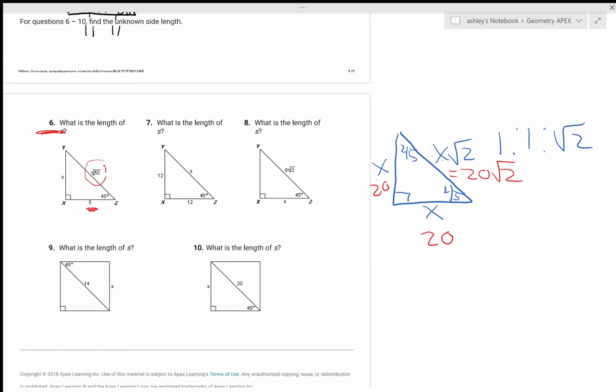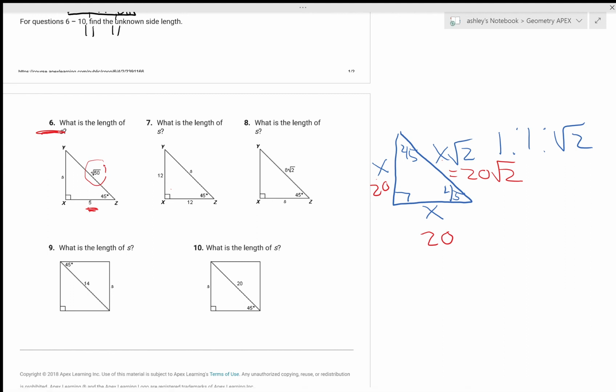Let's do number 9, perhaps. The other ones, again, you have your side, your side. Instead of 20, you have 12. What would you do there? In number 8, you need to take off that square root of 2 to go back to your side. So what should S be?